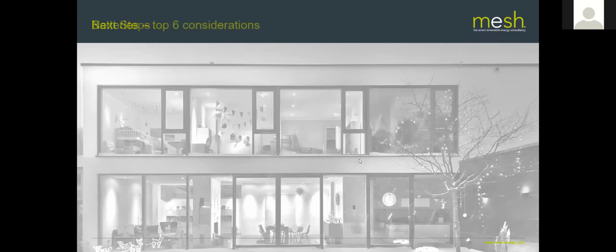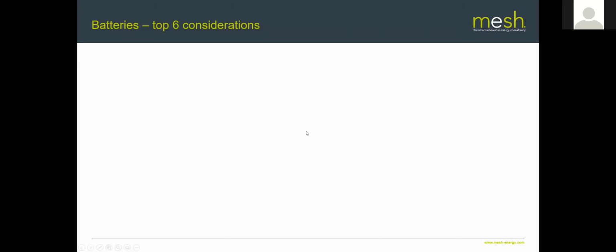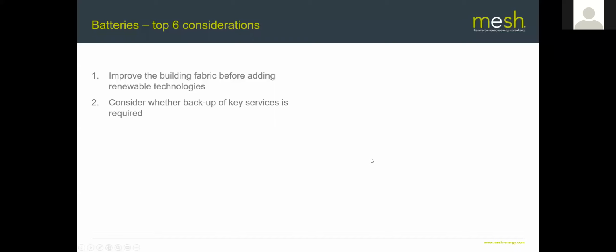Well, I've run over by about 10 minutes over what I wanted to. So we'll quickly run through the top 6 considerations for batteries. So first one, improve the building's fabric before applying renewable technologies. We say it every time. It's always number 1 on these considerations lists, but it still holds true with batteries.